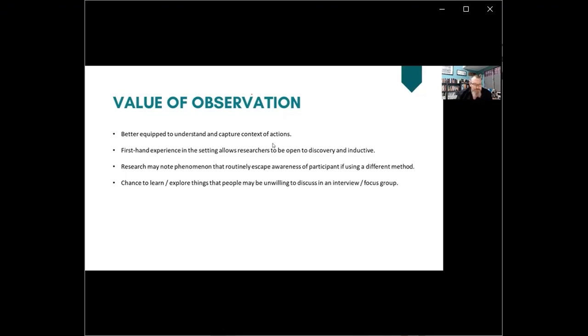And finally, it gives a chance to learn, to explore things that people may be unwilling to discuss during an interview or a focus group. And because it's part of their natural setting, something that they take for granted, they may never have thought to actually bring it up or to talk about it. But because we see it in reality through the observation, which may include interaction as well, but we see it through the observation of their behaviors, it gives us that chance to go that little bit further.